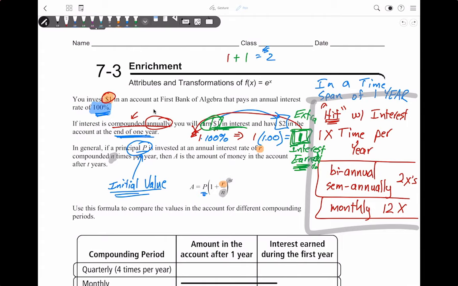And then, of course, t is the amount of time in years. The default is always years. So you have the interest rate, you have the number of times per year that it's compounded, and then t is the amount of time in years, and then P is your starting initial value. Okay, where do you start? How much money did you invest that you started off with?